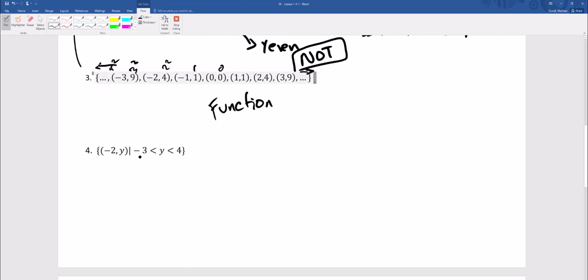Let's look at this relation and see if it's a function. So -2, I know it's going to be along this line here, and y is between -3 and 4. So open circle, solid in between. That is not a function. It fails the vertical line test.